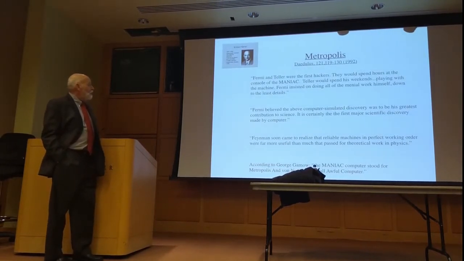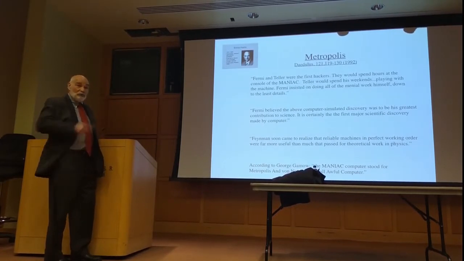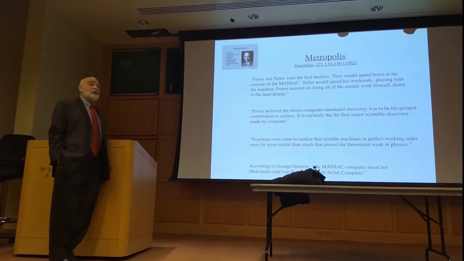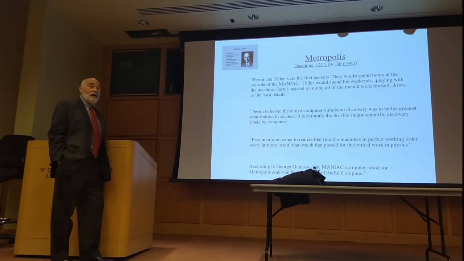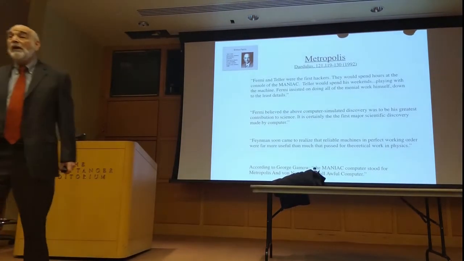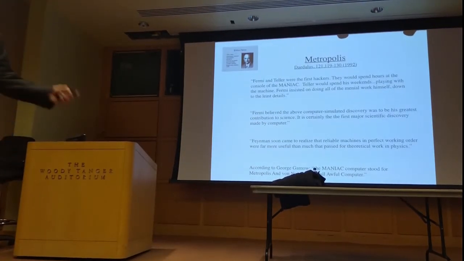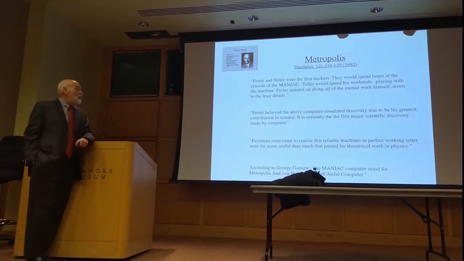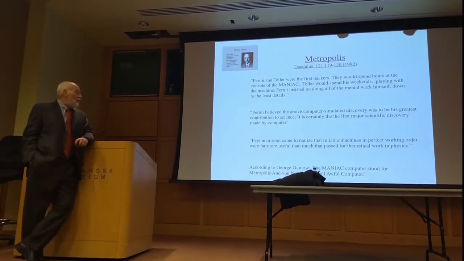He believed that the above computer-simulated discovery was to be his highest contribution to science. This is what Metropolis says. It is certainly the first major scientific discovery made by computer simulation, at least as far as I know. Of course, there's an awful lot of work that was done on fission and neutron diffusion that's in the classified literature. So Feynman, in fact, came to realize that reliable machines in perfect working order were far more useful than much that passed for theoretical physics.